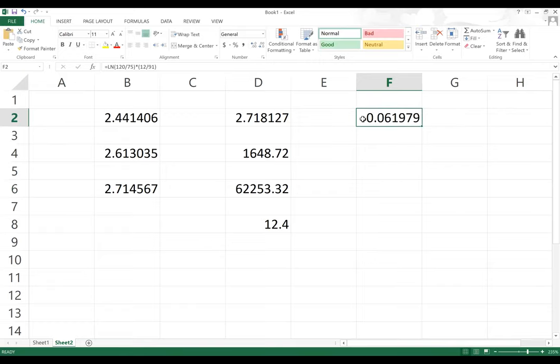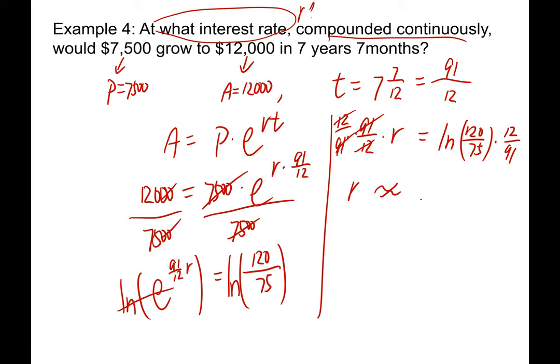This turned out to be, to four decimal places, 0.0620. That's the answer. 0.0620. And then if you turn it into a percentage, it will be 6.20%. That will be the percentage we're talking about.